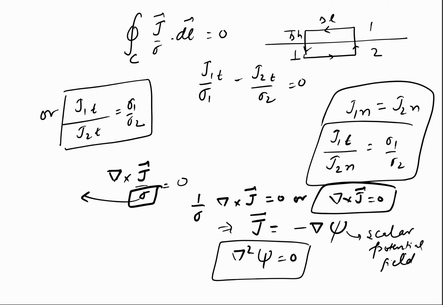Now, what will happen when there is a steady current which flows across the boundary between two media having different conductivities? We will find that there will be a buildup of surface charge, so that these boundary conditions are met or followed. So let us say that these are two media, 1 and 2.